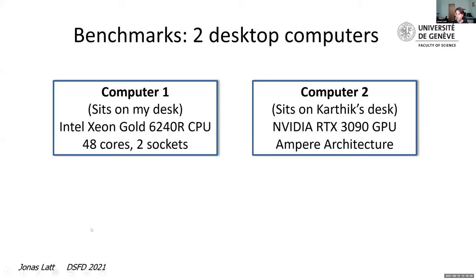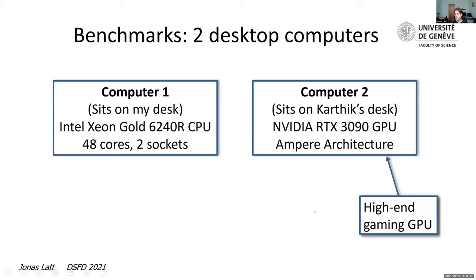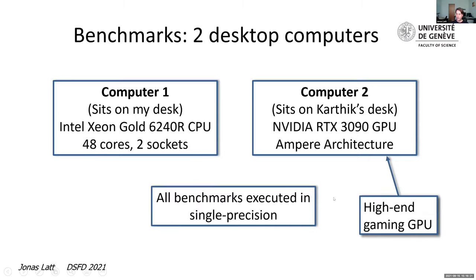It is quite fast. It is one of the best you can get. And the second computer is a GPU computer, which is one of the best gaming GPUs which you can get these days. And all the benchmarks are executed in single precision. And there is a full debate whether it is better to run single or double precision. In Palabos, you can do both on CPU or GPU. It's a template code, so we just compile it to single or double precision.